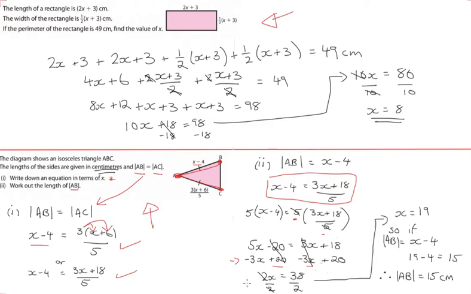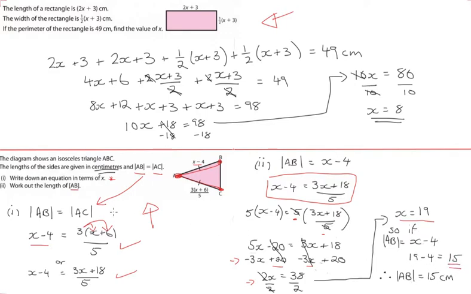So I divided both sides by 2. And the 2's cancelled out here. So I was left with x being equal to 38 over 2, which means that x is equal to 19. Now that I know what x is, I know that AB is x minus 4, so all I have to do is subtract 4 from 19, because 19 is x. And then I'll find out what the length of AB is.